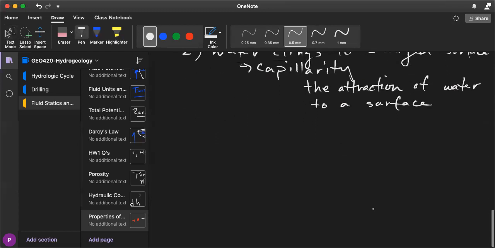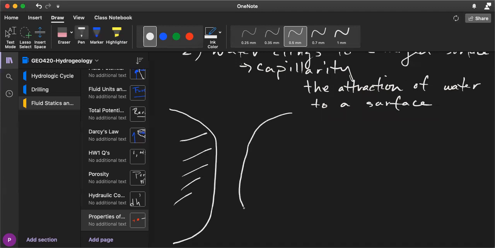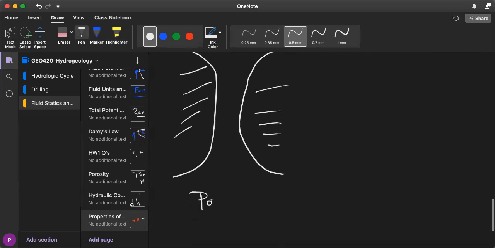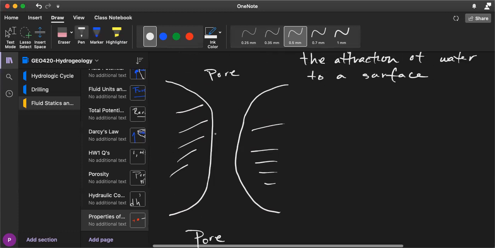So let's zoom in on our porous media and let's say I've got one sand grain here, and I've got another sand grain here. And remember that we said this big open space was a pore. And this is another pore. And then the tube in between the two pores, do you remember what those were called? A pore throat.